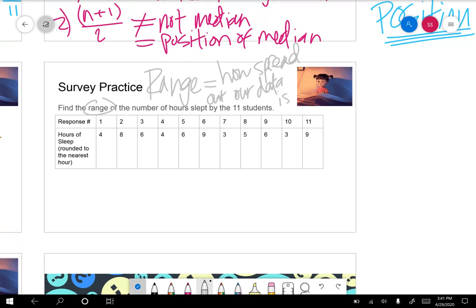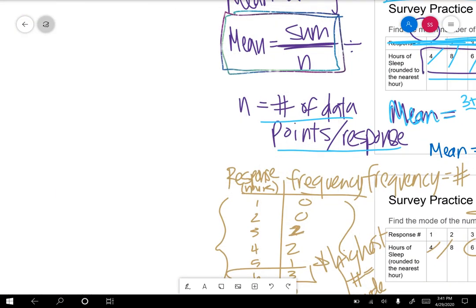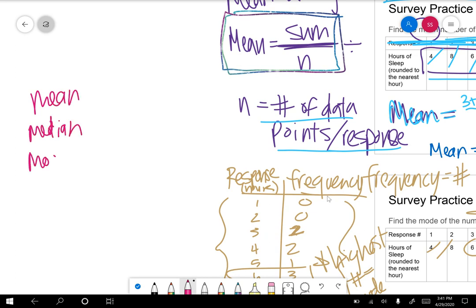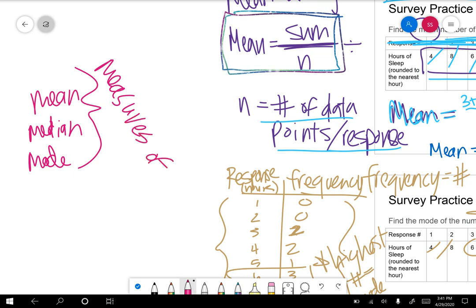Okay, so the last three things that we talked about, mean, median, and mode, I'll write this down because this is kind of important. Mean, median, and mode, which I have mentioned before. These are called measures of center or measures of central tendency. Okay, basically it's telling us more of what's the most common response. Okay, I'll write that down too. Most common.